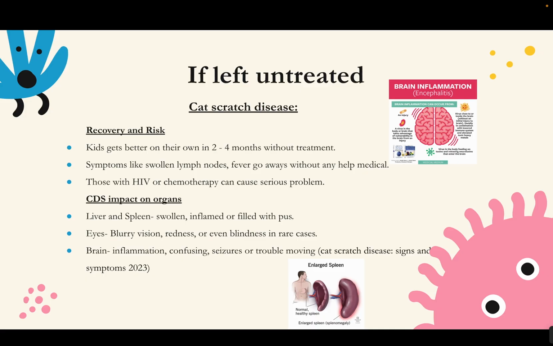If left untreated, cat scratch disease in kids gets better on its own within 2 to 4 months without treatment. Symptoms like swollen lymph nodes or fever go away without any medical help. Those with HIV or on chemotherapy can develop serious problems. Infected organs include the liver and spleen, which can become swollen, inflamed, or filled with pus. The eyes can get blurry, red, or even, in rare cases, blind. The brain can become inflamed, causing confusion, seizures, or trouble moving.